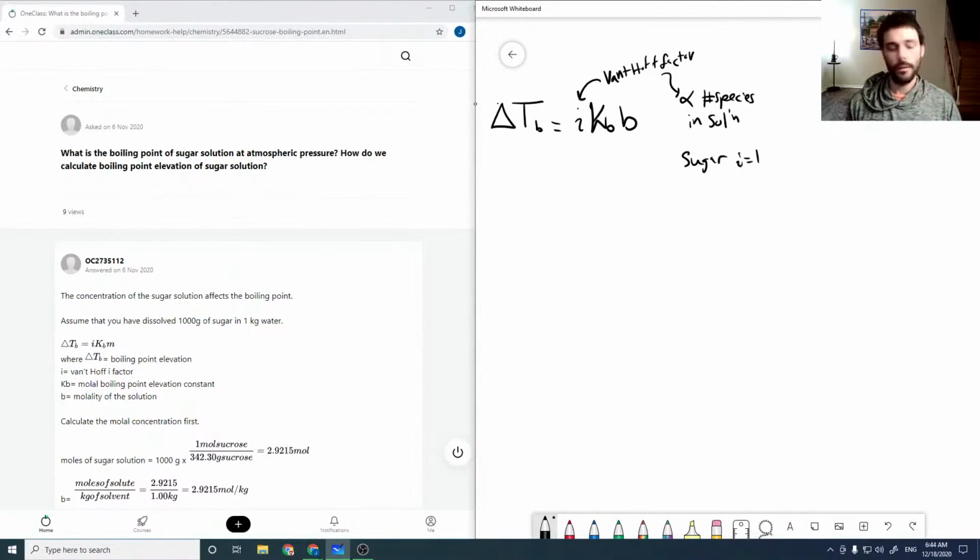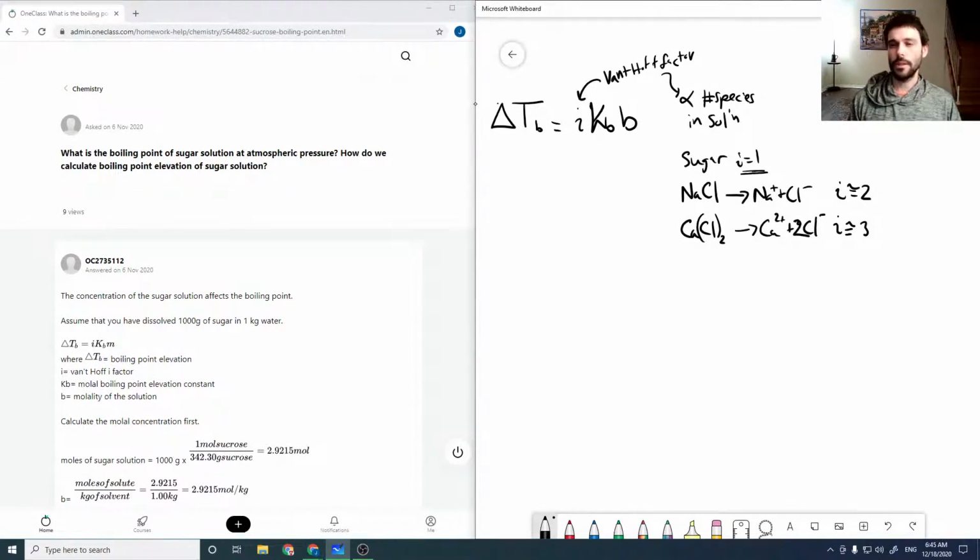I equals 1. As a couple other examples, so for NaCl, which goes to Na plus Cl minus, I equals approximately 2. For calcium chloride, which goes to calcium 2 plus 2 Cl minus, I is approximately 3. So it's roughly the amount of species that are in solution. But for sugar, it doesn't dissolve into anything, so it just stays as sugar, so I is 1.